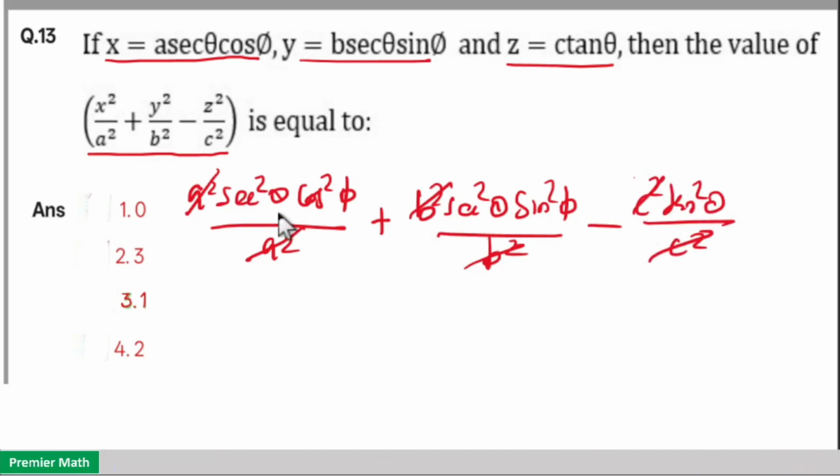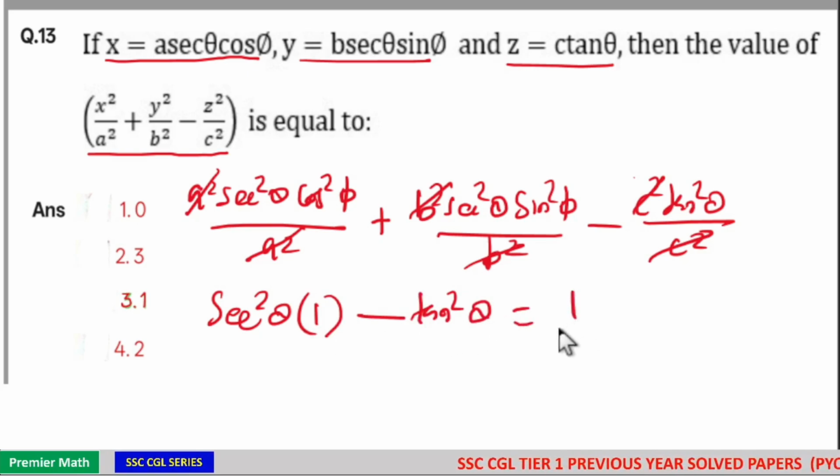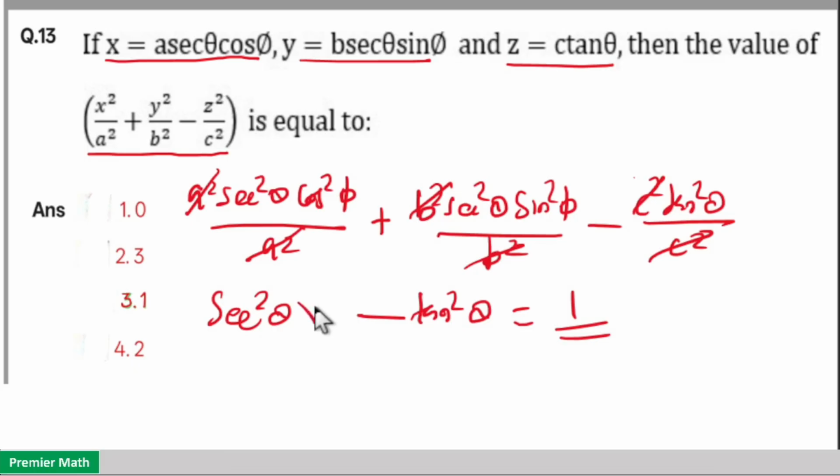Now sec square theta is common in these two terms. Take sec square theta outside, then the remaining is cos square phi plus sin square phi, which is 1, minus tan square theta. Now sec square theta minus tan square theta is equal to 1. You can cancel this. So option 3 is your answer.